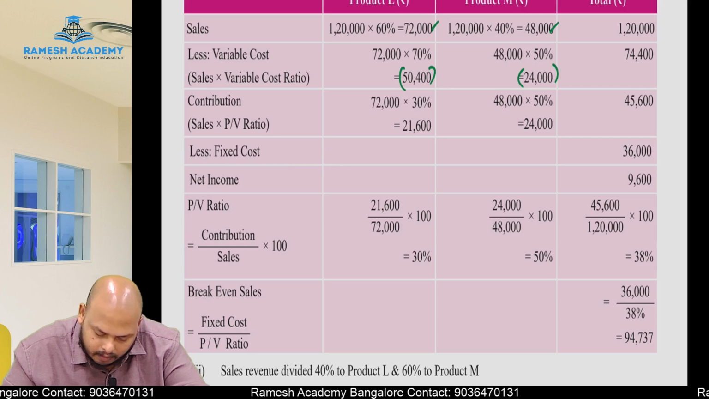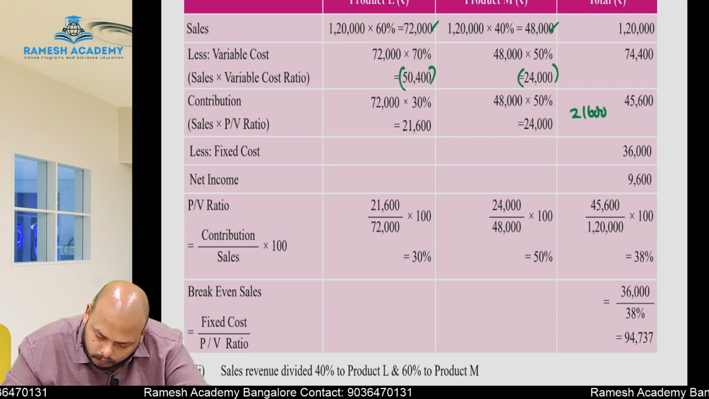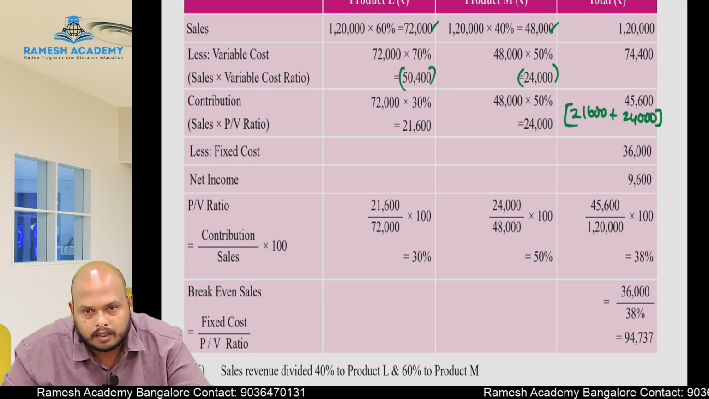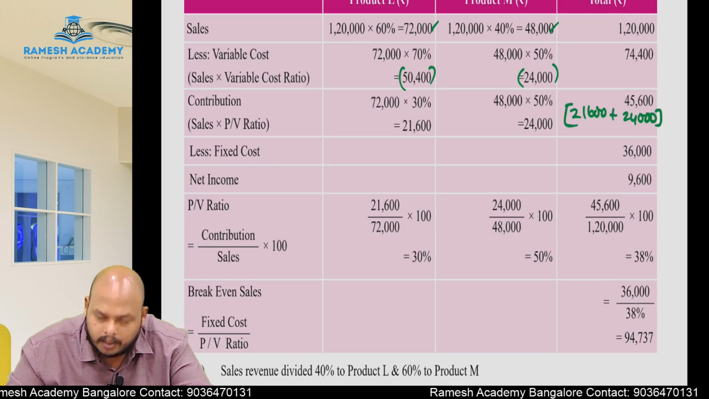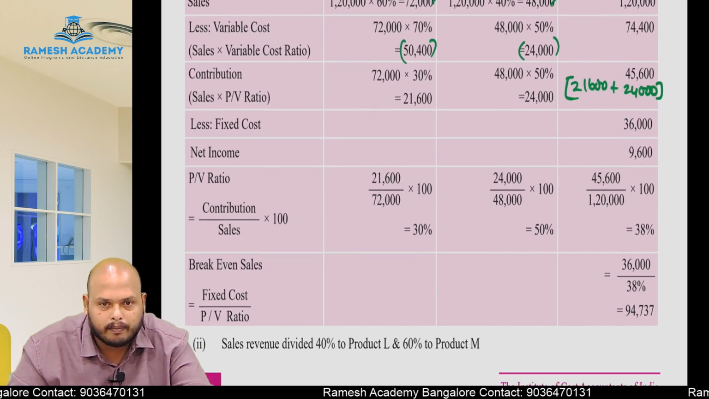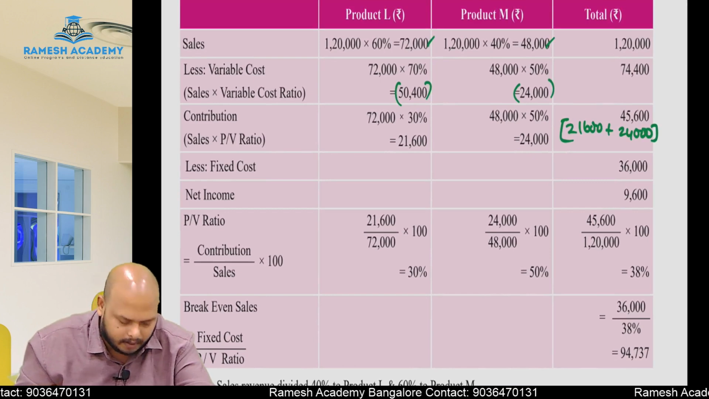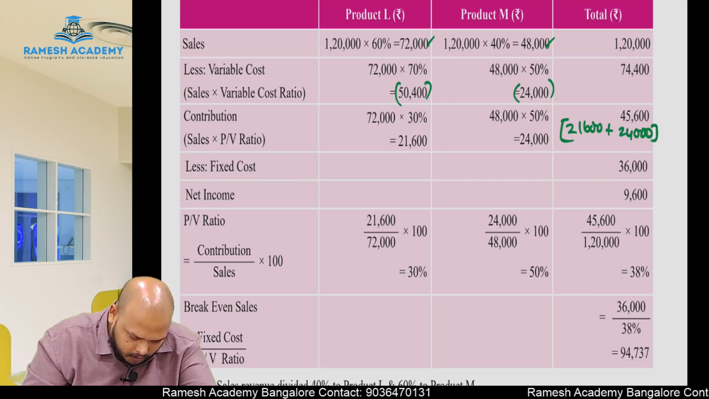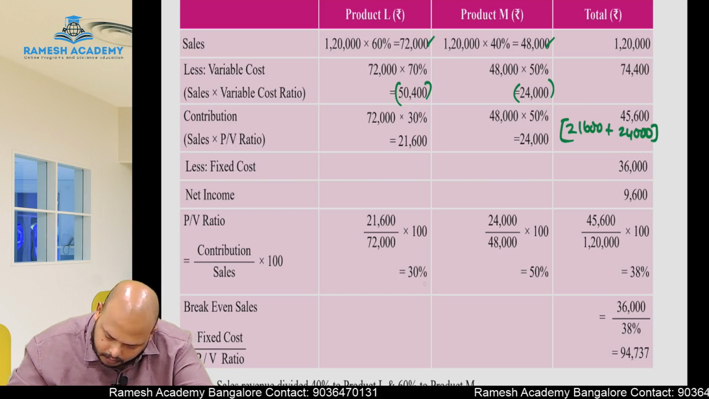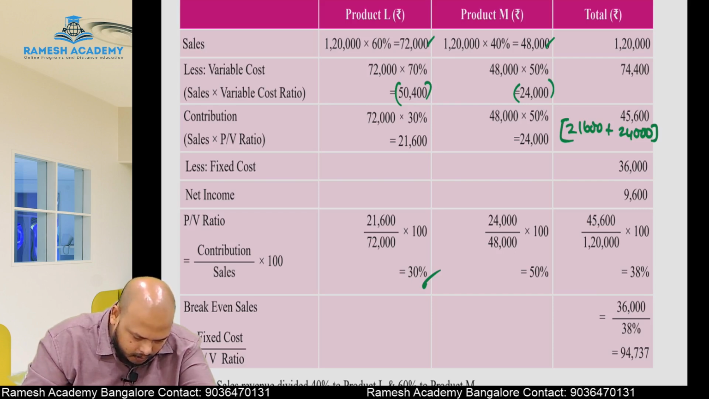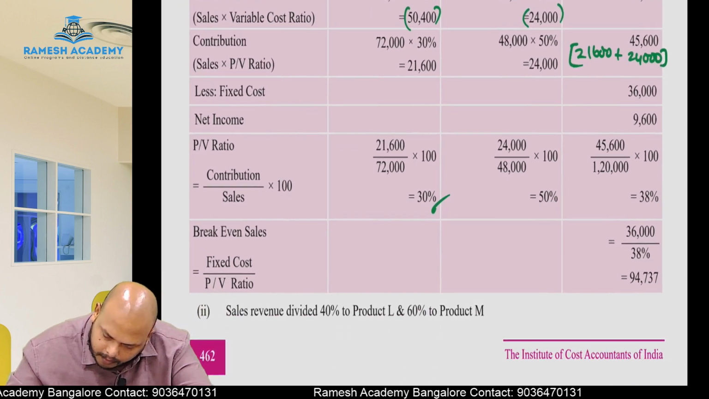Next we have to calculate which ratio? PV ratio. 21,600 plus 24,000, 45,600. 45,600 minus 36,000, 9,600. Okay. Now we can calculate PV ratio. So what is the PV ratio here? PV ratio is equal to contribution divided by sales. 21,600 divided by 72,000 into 100. That is nothing but 30%. Next here 24,000 divided by 48,000 into 100. That is nothing but 50% PV ratio.